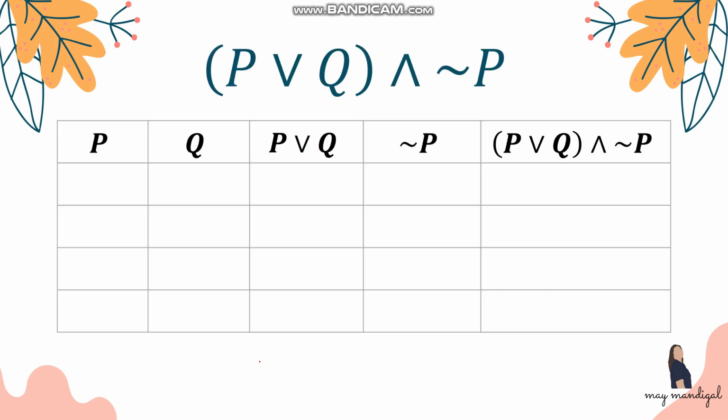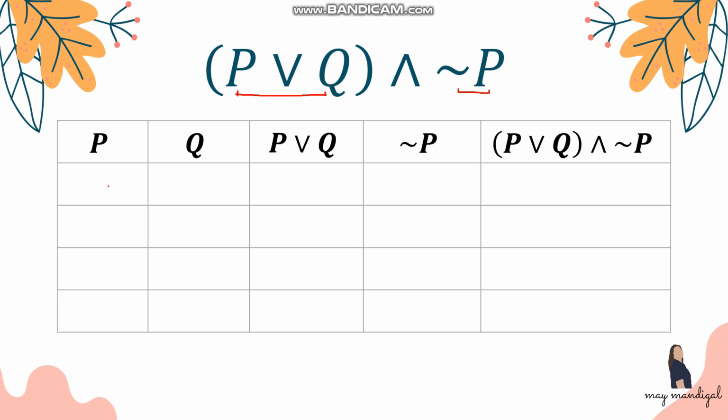So let's create now our truth table. In our truth table, of course, you have the assigned variables for each proposition. So we have P, we have Q, and then we have P or Q, which comes from here. And then we also have not P. And of course, the last part is the argument itself. So we have P or Q and not P.